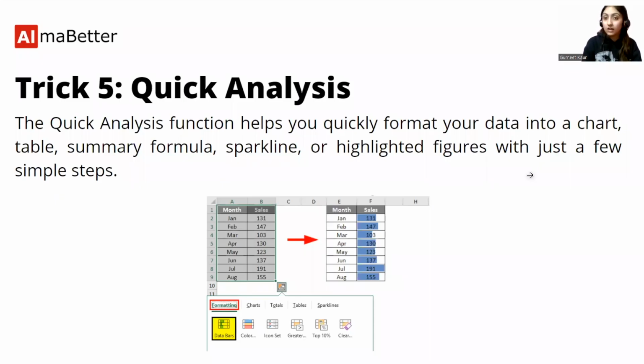Now coming to our last trick, which is quick analysis. This function helps you to quickly format your data into a chart, a table, a summary, and highlight those figures with just a few steps. With the pivot tables that we created in our last trick, we can create charts and other tables. So now let's go ahead and create some charts and analyze your data.